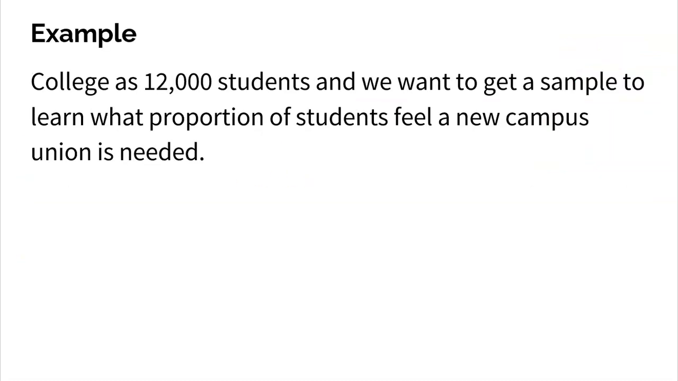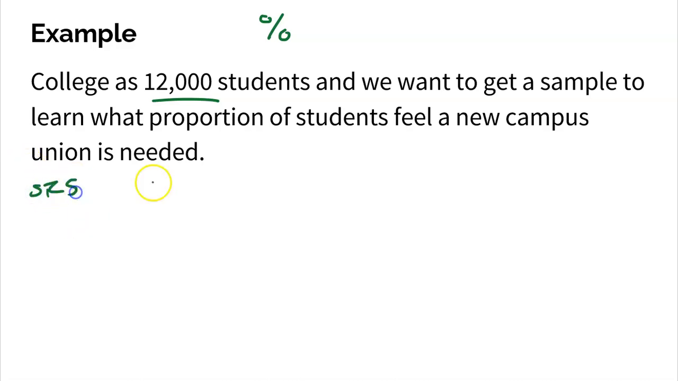Here's a quick example just to make sure everything makes sense. A college has 12,000 students, and we want to get a sample to learn what proportion of students feel a new campus union is needed. So we're looking for this population parameter, the percentage of kids that really want a new campus union for whatever reason. Well, we don't have time to do a census to get all 12,000 people, which would lead to a parameter, but we do have time to get a sample. So if we do a simple random sample, every kid gets a number, and we're going to use a random number generator, ignore repeats, ignore numbers nobody has, and maybe the first 200 kids selected will be asked, hey, do you feel that we need a new campus union? That's going to be a simple random sample.